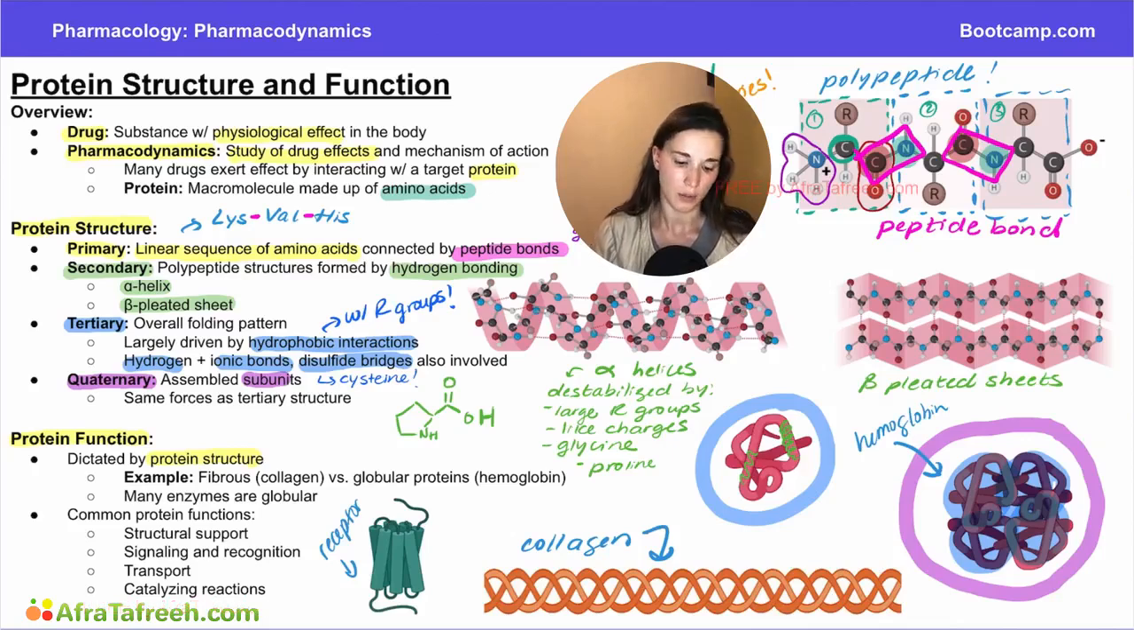And then some proteins will also form a quaternary structure, where fully folded subunits will assemble to form a fully functional protein. When properly folded, proteins serve a variety of critical functions in the body.